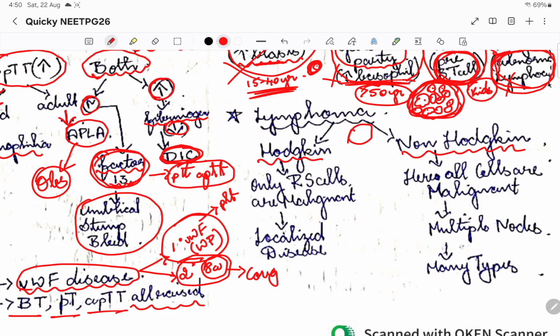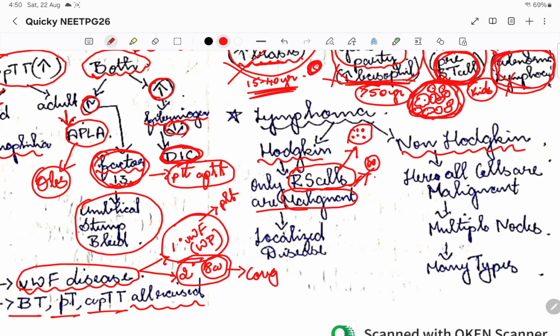Hodgkin lymphoma is where one particular cell called the Reed-Sternberg cell is what is getting affected. Only these cells are getting affected. This particular cell is also a lymphocyte or a WBC, but it has undergone malignant transformation and is causing cancer. Only the Reed-Sternberg cell is affected. This cell in particular would look like an owl, owl eye. That is why Reed-Sternberg cells are also called owl-eyed cells.